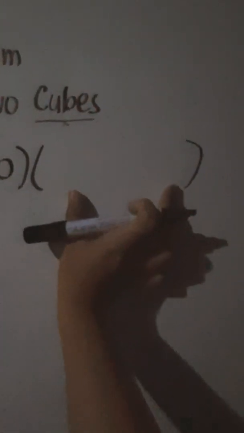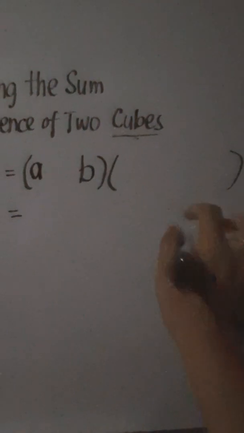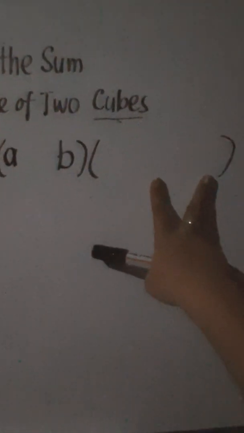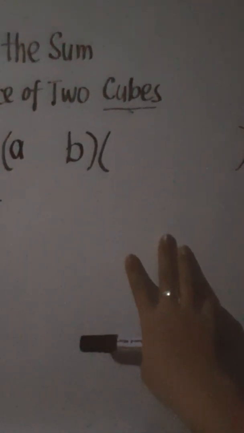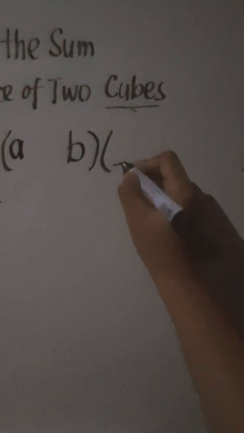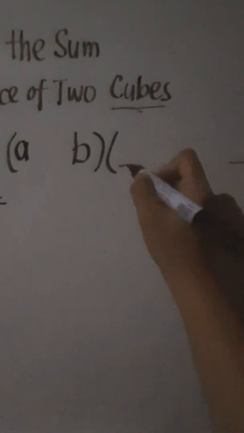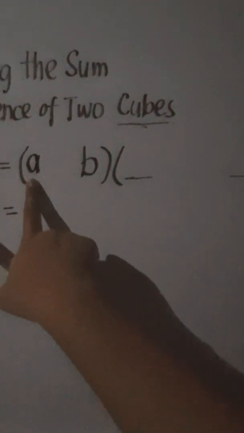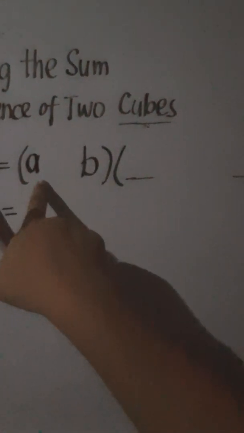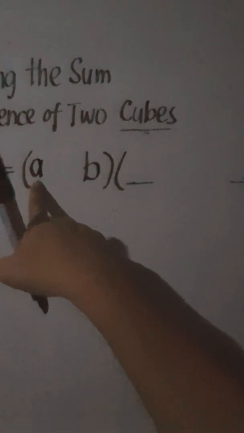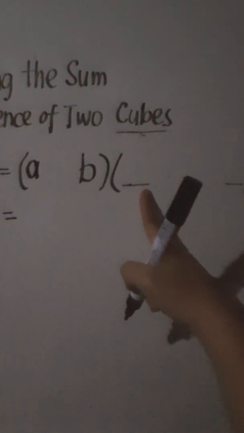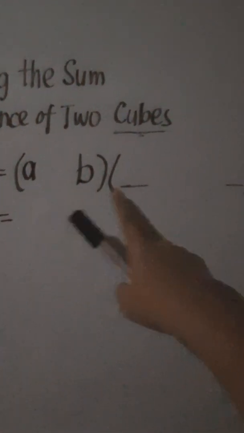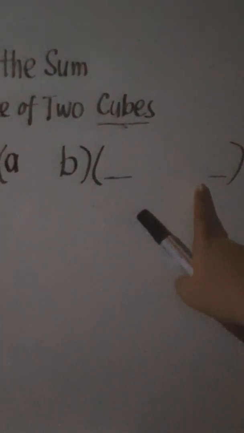To get the remaining terms in the second factor, we have to remember this pattern. The first and the last terms are the squares of the cube roots. So, we square the cube root of the first term, a, to get the first term. And if we square b also, that becomes the last term.